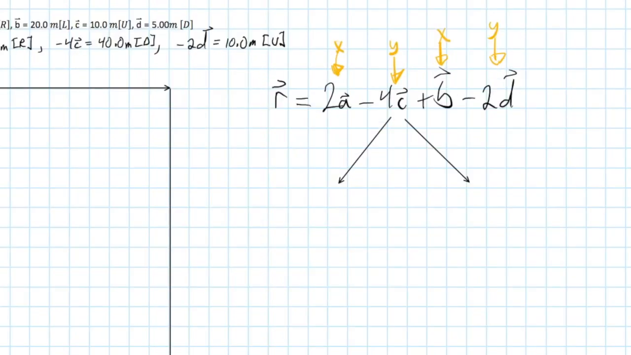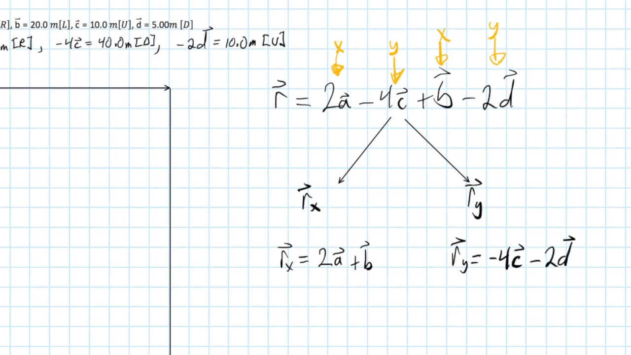For the ones that work only on the x-axis, I'm going to call that r subscript x. And everything that's on the y-axis, I'm going to use r subscript y. R means resultant, but the subscript x means just the resultant for the vectors on the x-axis, and ry means the resultant of just the y vectors. So rx is equal to 2a, because that vector was on the x-axis, plus b. And over here, ry is negative 4c minus 2d. And don't forget your harpoons.